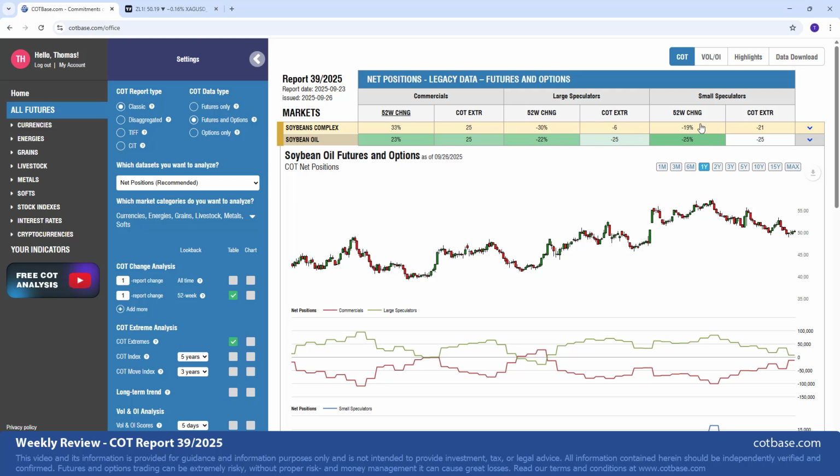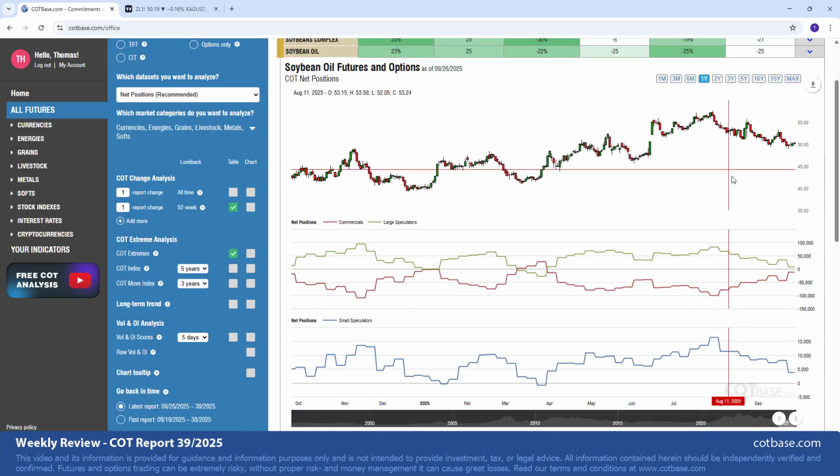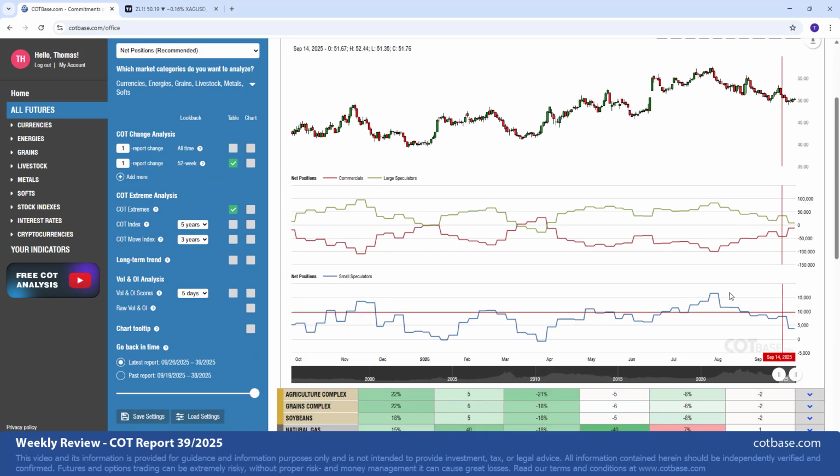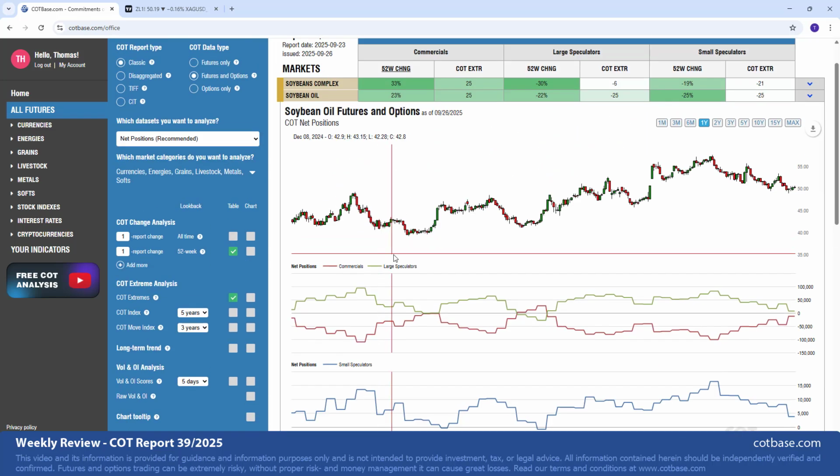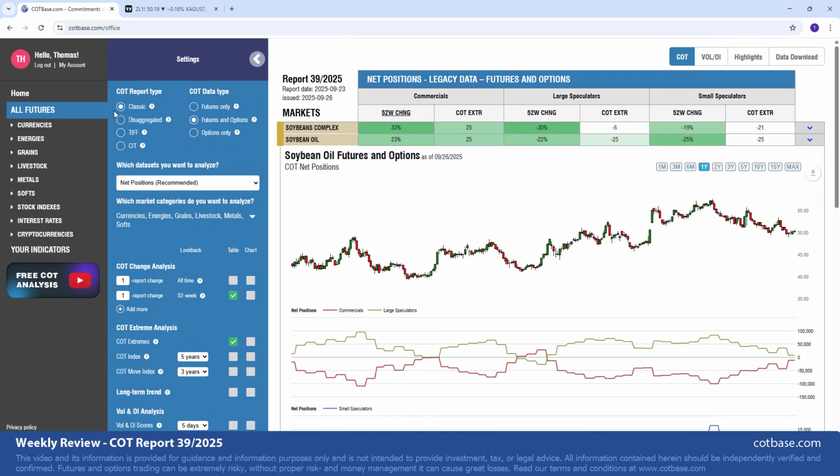Small speculators are actually called non-reportables. We can call them retail traders. They are represented with a blue line on a separate scale chart. We've got commercials in red and large speculators in green. We are, of course, analyzing the classic COT report type because it has the longest history of COT data. It's a bit more simple to understand than the other disaggregated types.